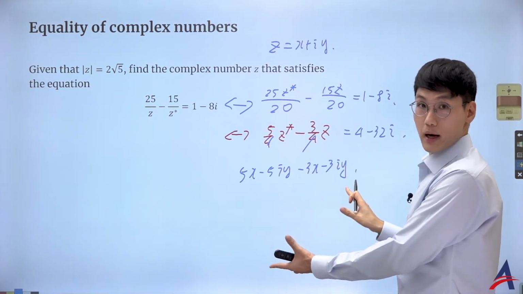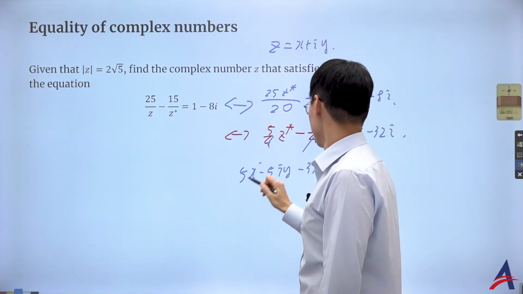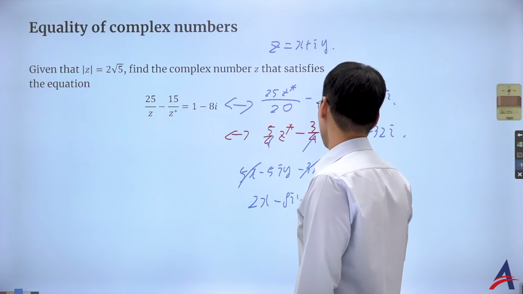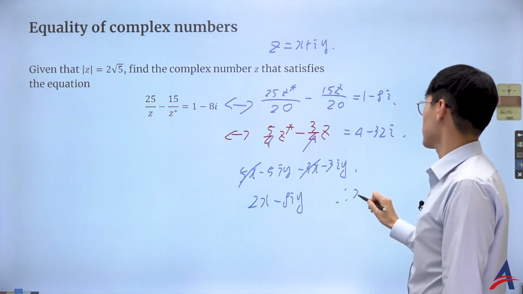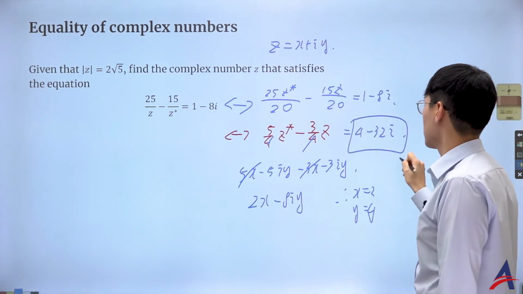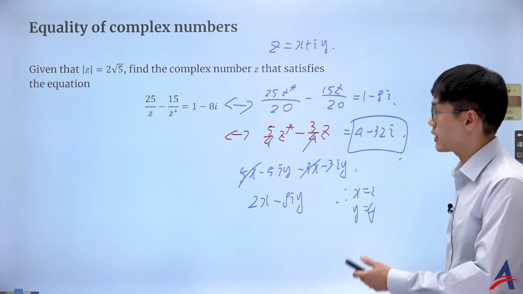And I'm going to group by the real and imaginary parts. So it's going to be, what is it? Boom, boom, 2x. That's lovely. Minus 8iy. Therefore, I know that x has to be 2 and y has to be 4, by using the equivalence of complex numbers, comparing the real and imaginary parts. Okay, so that is great.